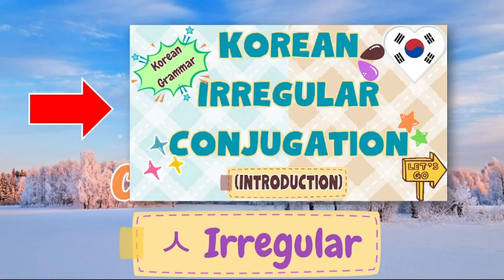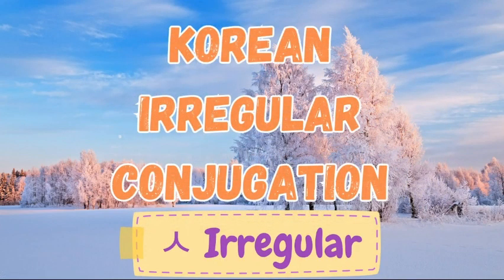Okay, now basically we know that there are some verbs and adjectives that do not follow the regular conjugation rules, and therefore they are called irregular verbs or irregular adjectives. Now we also learned that there are 7 types of irregulars in Korean language. So today we are going to discuss the 시읒 irregular in Korean language.